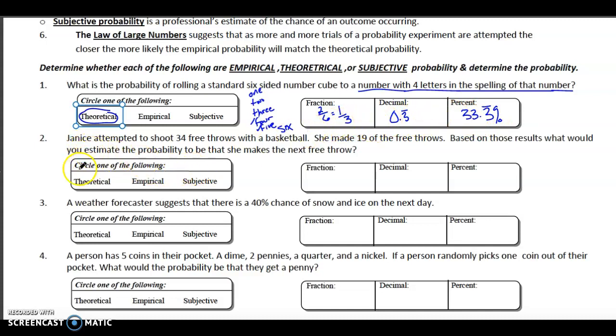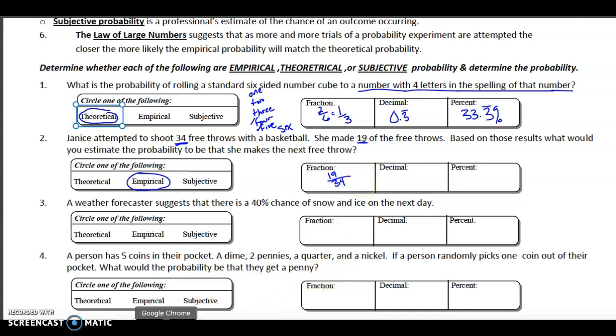Let's look at another situation. Janice attempted to shoot 34 free throws with a basketball. She made 19 of the free throws. Based on those results, what would you estimate the probability is that she makes the next free throw? Well, that's an empirical situation. We're taking a sample size, in this case 34 free throws, and we're looking at the previous results to make predictions about future events. So she's made 19 out of 34. Well, we would assume, all things being equal, she'll probably continue along that path unless this is a lot worse than she normally does or a lot better. So based upon what we've seen, that would be the empirical probability.